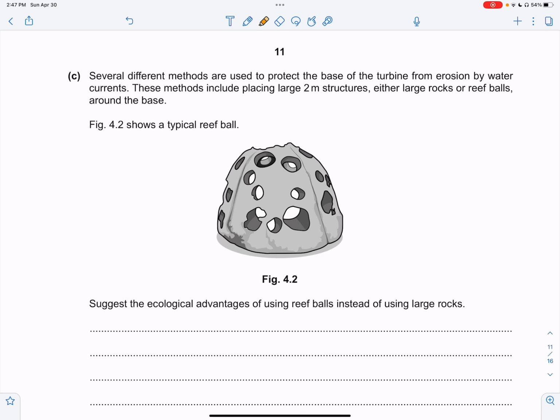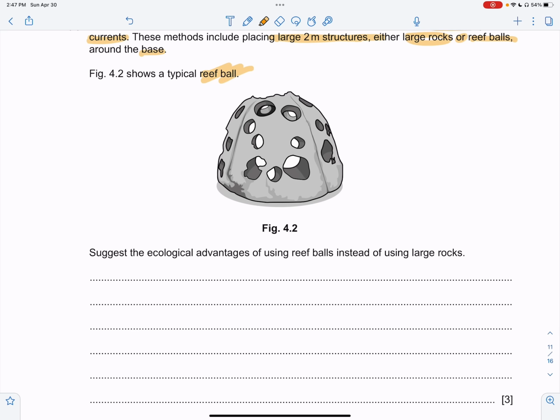Several different methods are used to protect the base of the turbine from erosion by water currents. These methods include placing large 2-meter structures, either large rocks or the reef ball, around the base. It's the typical reef ball, and this is also used in artificial reefs.